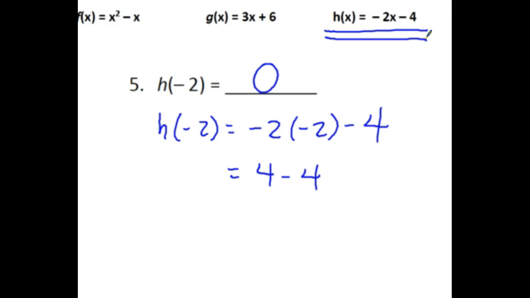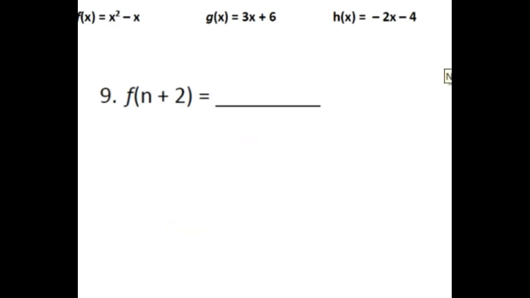-4. And so what this means is my input was -2. My output was 0. One of the points on this line right here is (-2, 0). That's what you're finding when you're finding the function rule. One of the points on the graph. Except, skip to number 9.